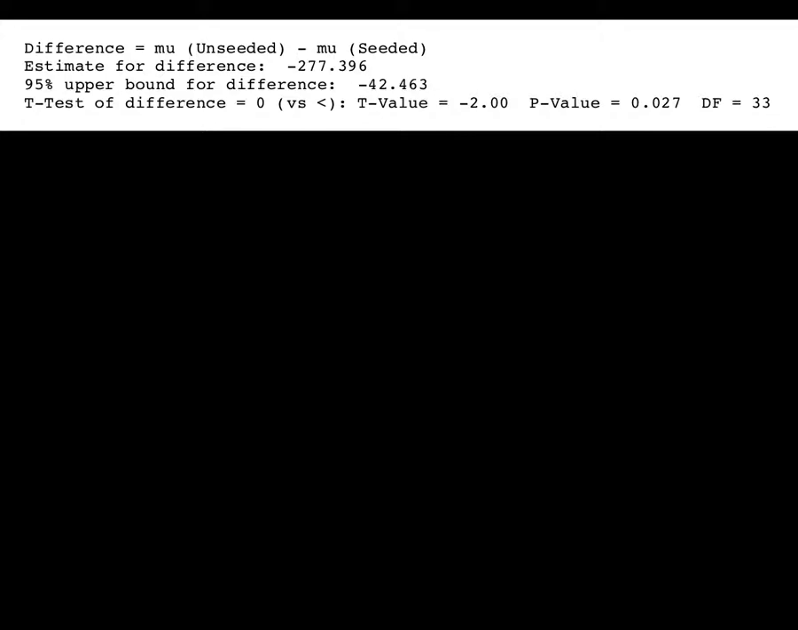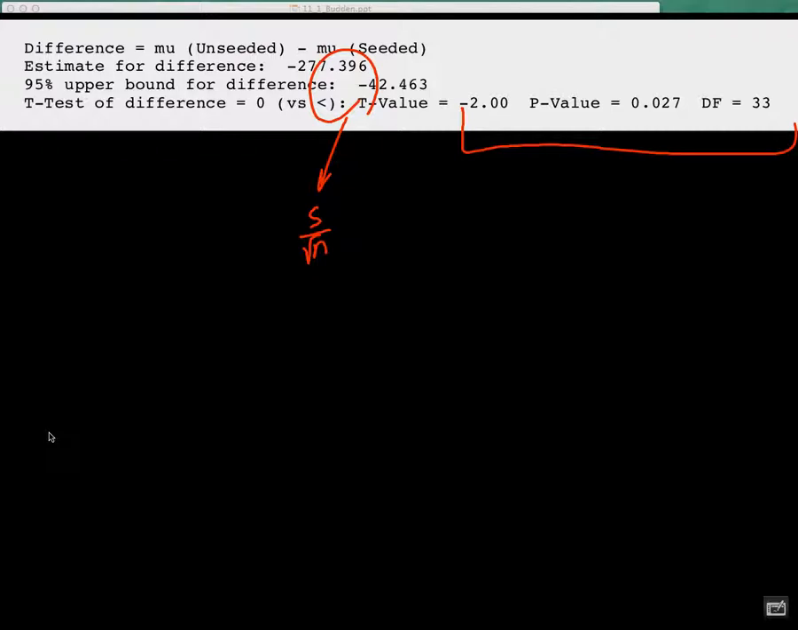Okay. This is on the next page. This is on page 13. This is actually really cool. This is where Minitab actually did the hypothesis test for you. So in this case, they looked at unseated minus seated, so that's exactly what we did. Estimate for the difference, that negative 277, what is that actually? If you had to put a symbol or symbols to it. X bar 1 minus X bar 2. Yeah, so this here, this is x1 bar minus x2 bar.